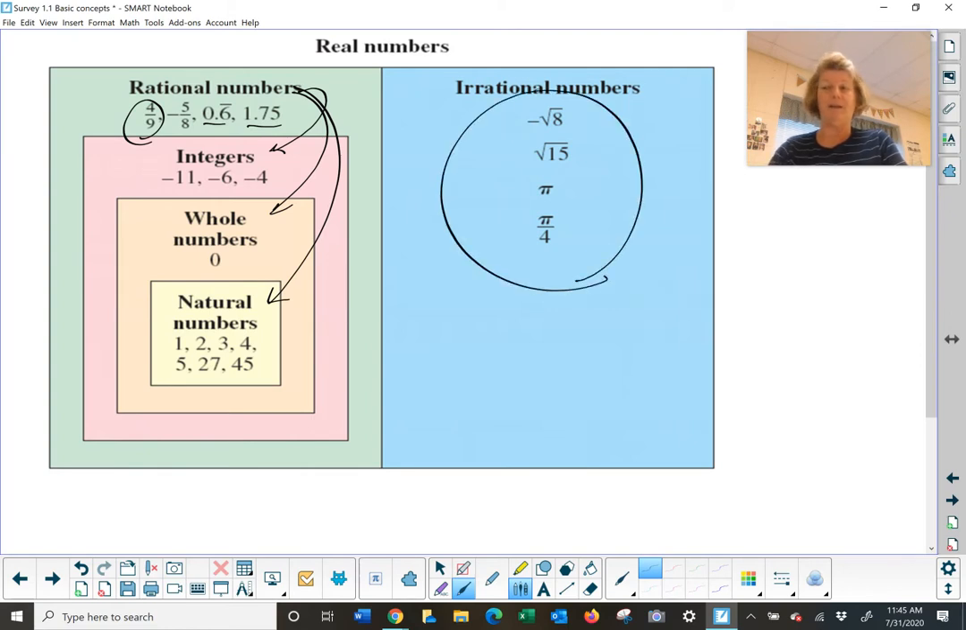Irrational numbers, there's that pi that we talked about. Pi over 4, of course, would be irrational. Square root of 15, not such a nice number. So good examples there.